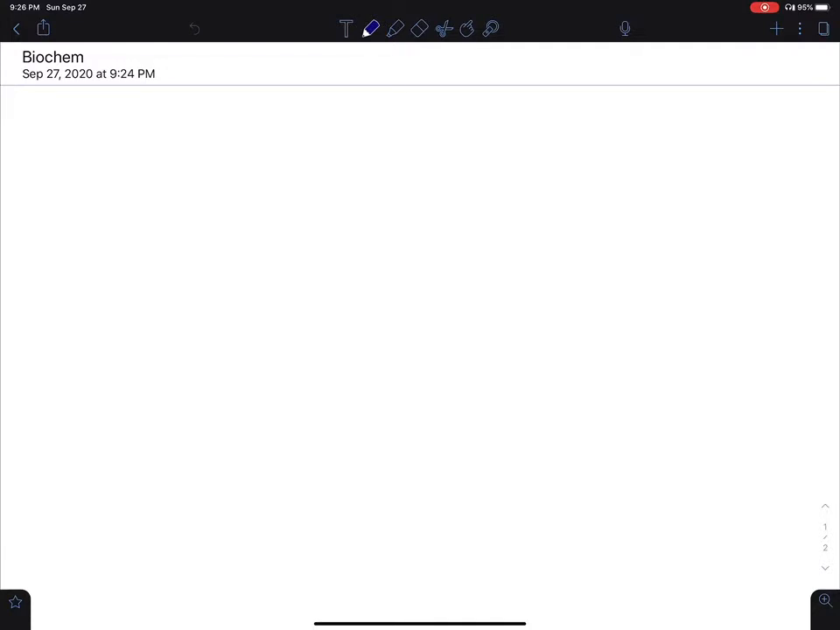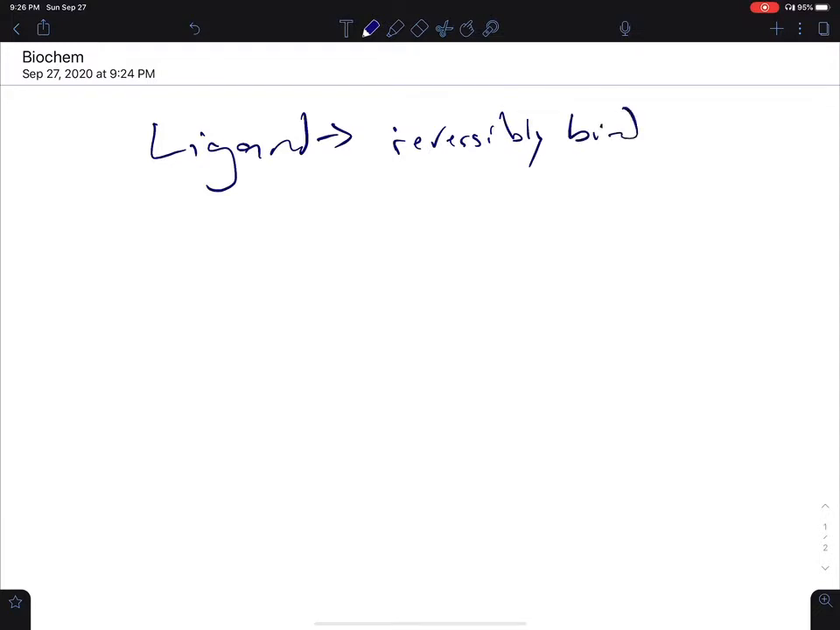As I mentioned in the last lecture, we're looking at protein ligand interactions, and we define a ligand as something that reversibly binds to a protein. And by reversible, it means it can come on and it can come off. Typically, what that means is non-covalent interactions, although we'll see you can have some temporary covalent interactions that occur. But generally, this means non-covalent interactions.